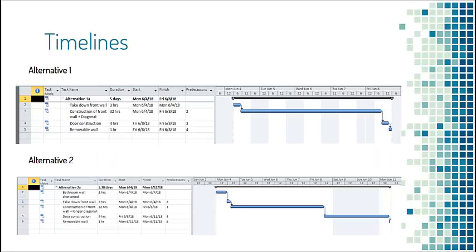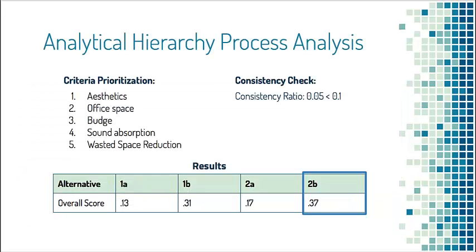For the duration of each alternative, based on the information provided by the contractor, it could take on average between 4 to 6 days depending on the alternative and room separator selected, since as previously mentioned, one of the room separators requires installation. In order to choose the best alternative, we used the analytical hierarchy process to analyze each criteria.